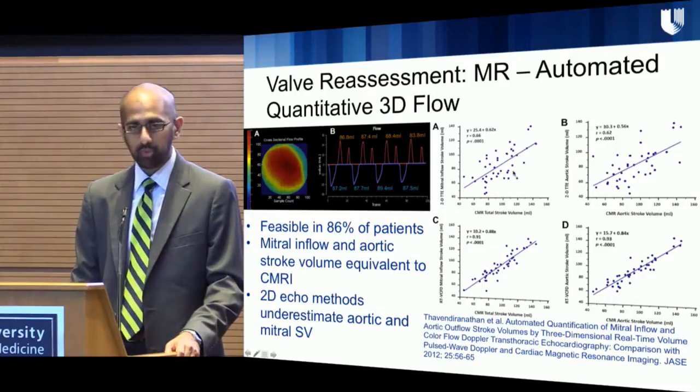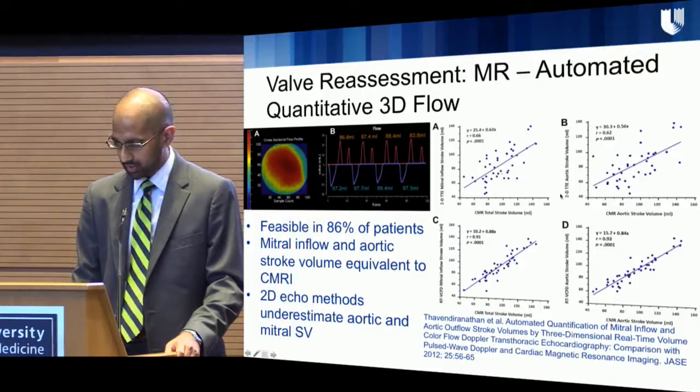And again, I just want to point you to these plots. So these are sort of correlation plots where you want everything to be on this central line. And what you're looking at here is 2D TEE versus cardiac MRI, and you see there's some splay along the line. Here, that's for mitral inflow stroke volume, and this is for aortic stroke volume, and again, there's some splay of the dots along the line.